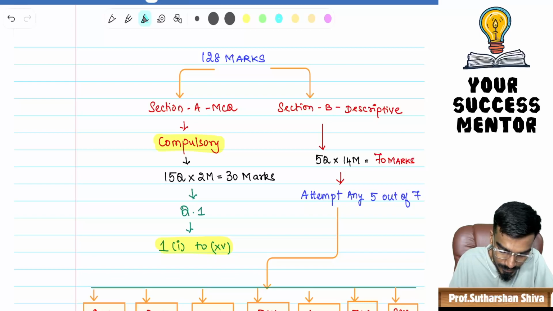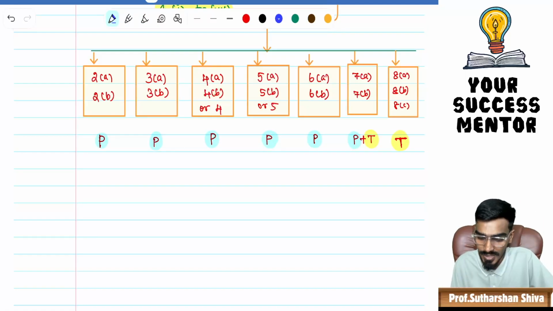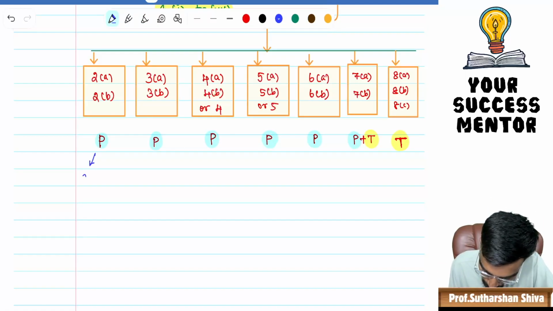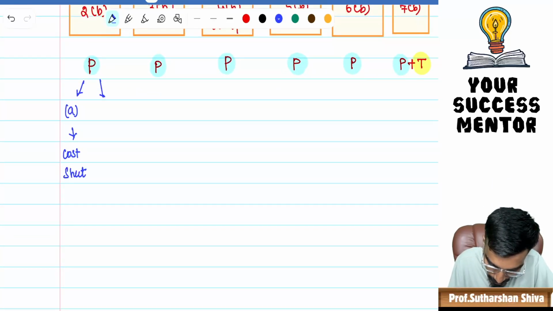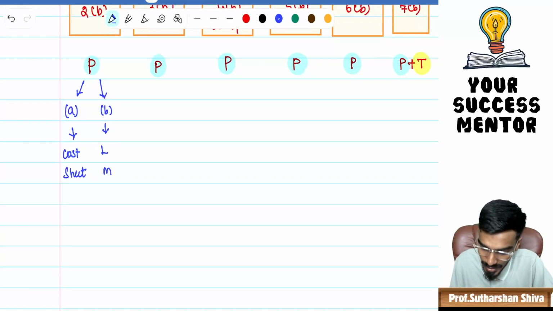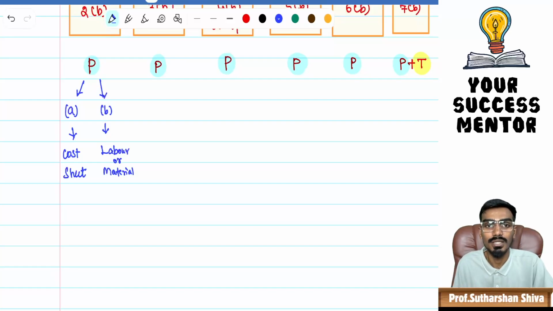See, I will tell you the same thing again. If you want, I will give you a question-wise breakdown. 2A will be from the cost sheet. 2B, either they will ask from labor or material. If I put L, it is going to be labor, otherwise it is going to be material. Any one can be possible.